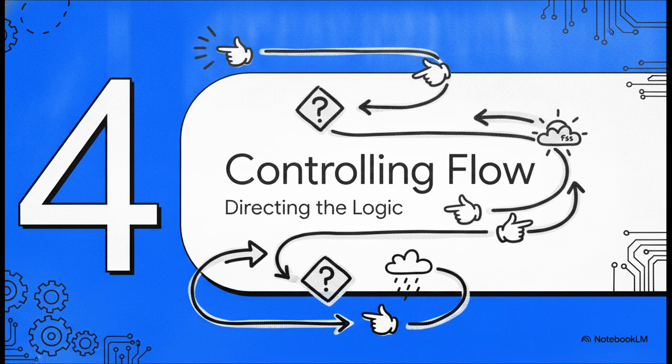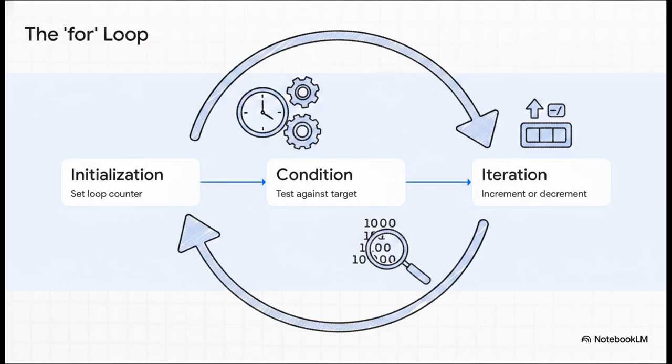Section 4. Controlling the flow, directing the logic. Having established our building blocks, we get to act as the directors of the program. We dictate the exact logical paths the code takes based on specific conditions. A really fantastic example of this is the for loop, which repeatedly executes a block of instructions. It runs in this beautifully logical 1, 2, 3 sequence.